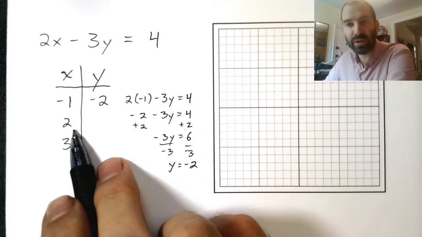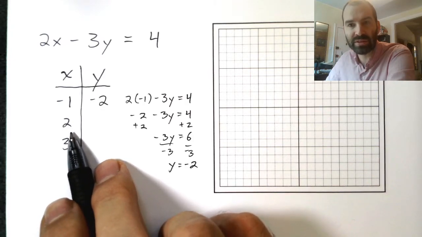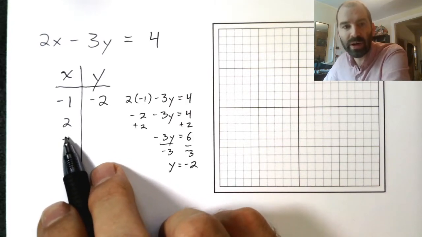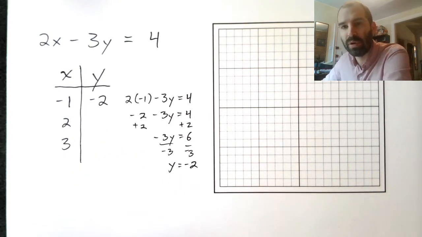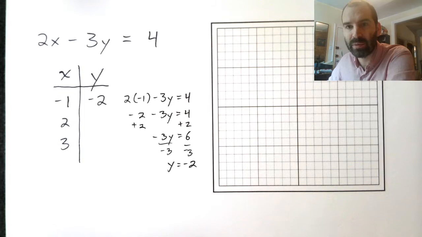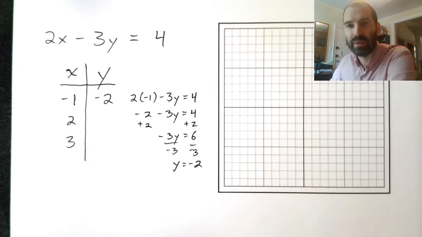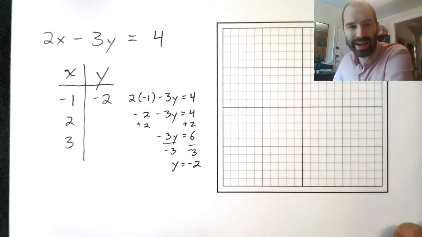Okay, so you do this one. Let's pause the video, get out a piece of paper, and work this one out. Find out what the y is corresponding to x equals 2, and then we'll meet again and we'll check our work. Okay, I'll count to 3. 3, 2, 1. Okay, welcome back.